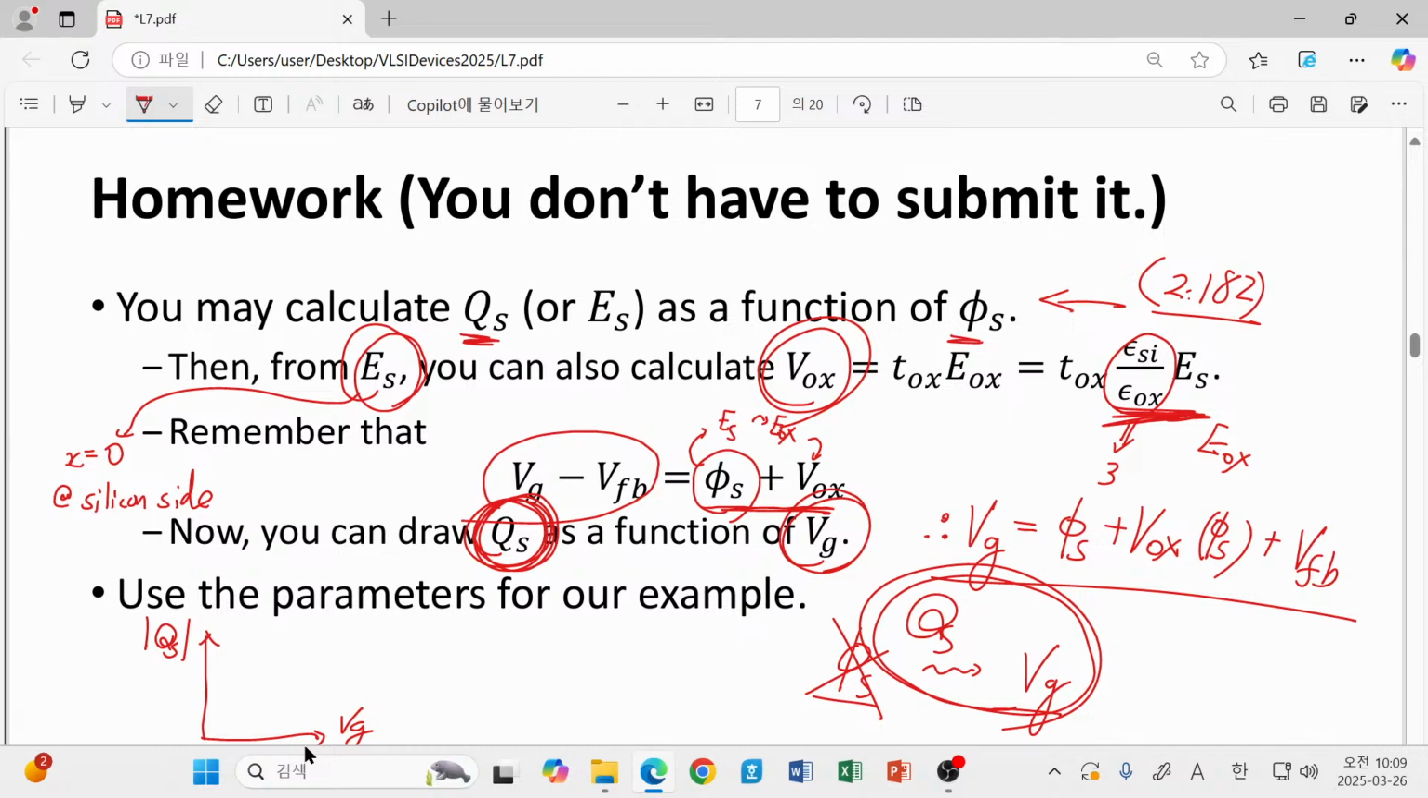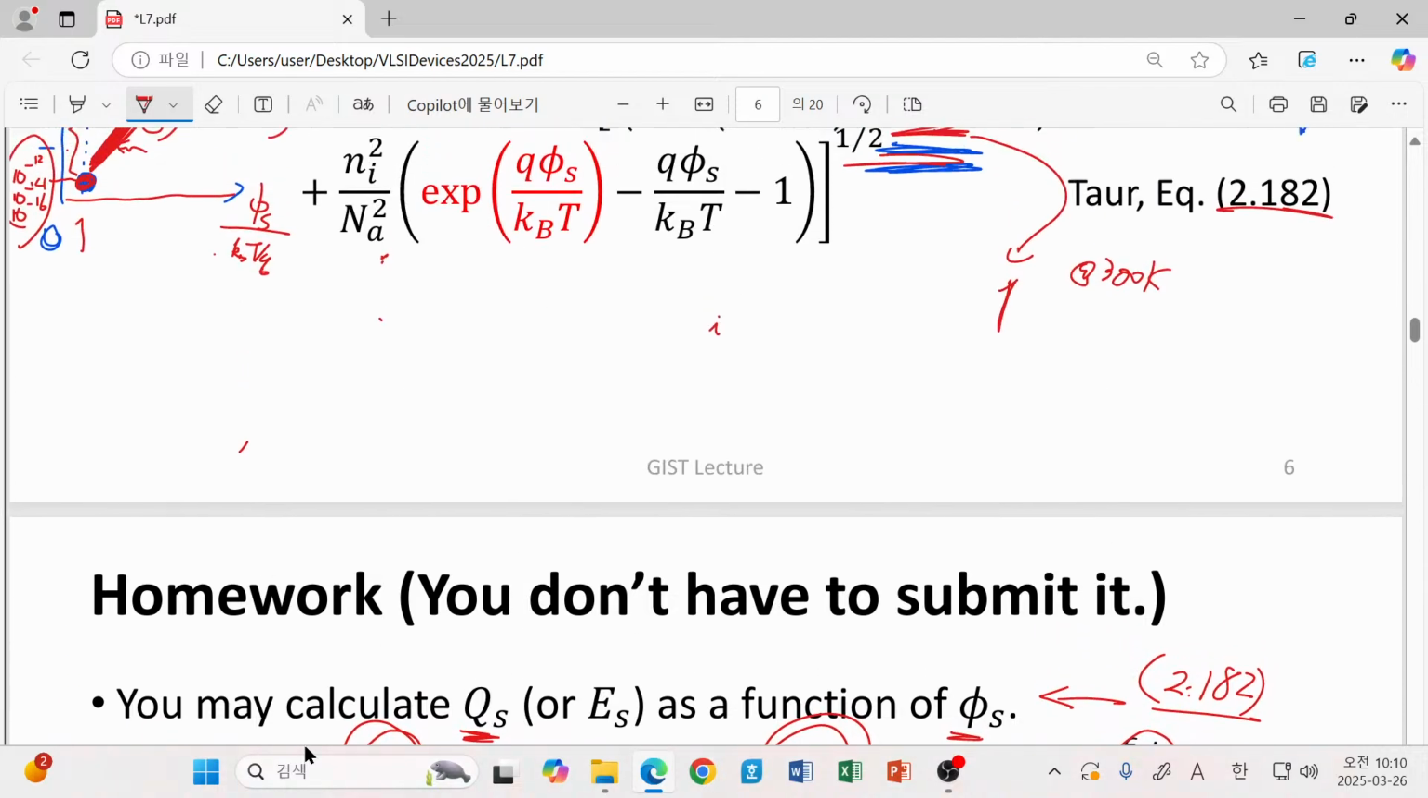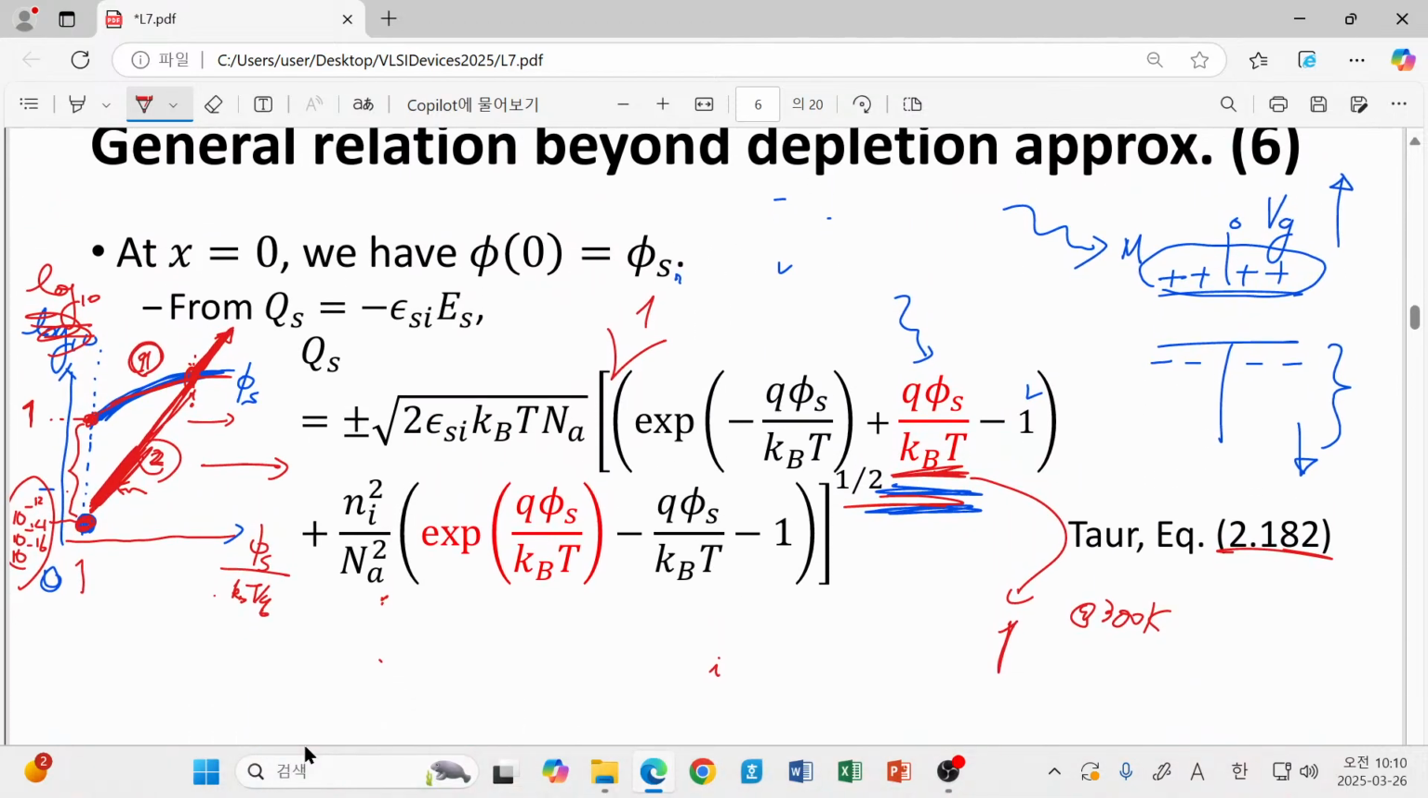The MOS equation is really global. It was just a division of a potential into oxide part and semiconductor part. Oxide part, that was easy. However, semiconductor part, that was difficult. But in the case of a planar MOSFET, fortunately, we can find out this expression.